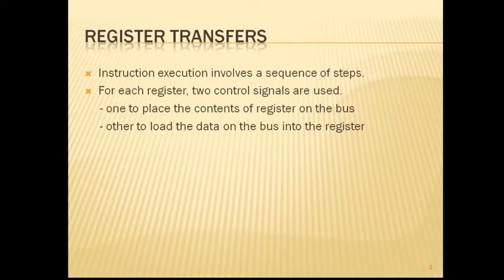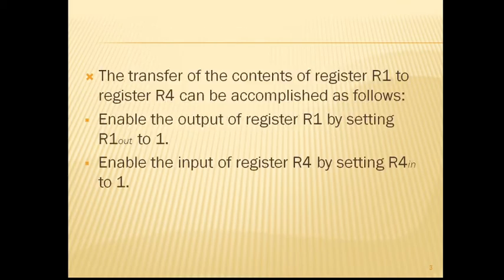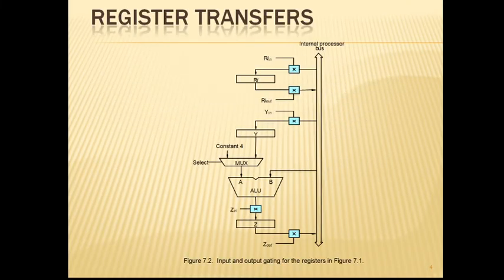This is represented in figure 7.2 from the textbook, the input and output gating for the registers. The input and output of register Ri, connected to the bus via switches, is controlled by the signals Ri in and Ri out respectively. You can see the signals Ri in and Ri out. It is controlled by these two control signals.